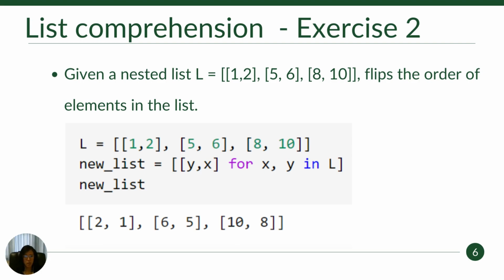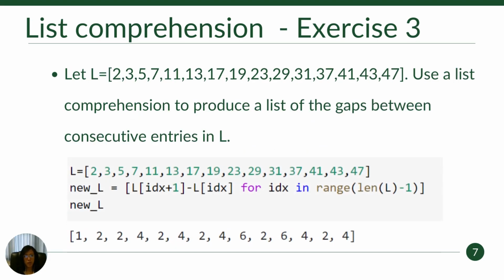So this will give you an answer where each element in the list L is switched. All right, 1, 2 becomes 2, 1. Similarly, 5, 6 becomes 6, 5. Now let's look at another example.